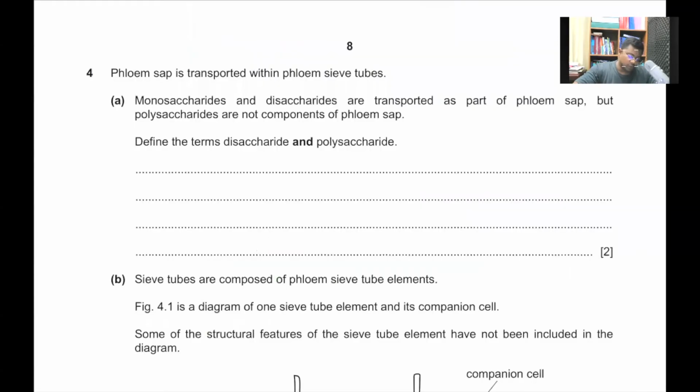Question number 4. Phloem sap is transported within phloem sieve tubes. Monosaccharides and disaccharides are transported as part of phloem sap, but polysaccharides are not components of phloem sap. Define the term disaccharide and polysaccharide. So a disaccharide is when two monosaccharides are joined together by glycosidic bond, and a polysaccharide is when many monosaccharides join together by glycosidic bonds.